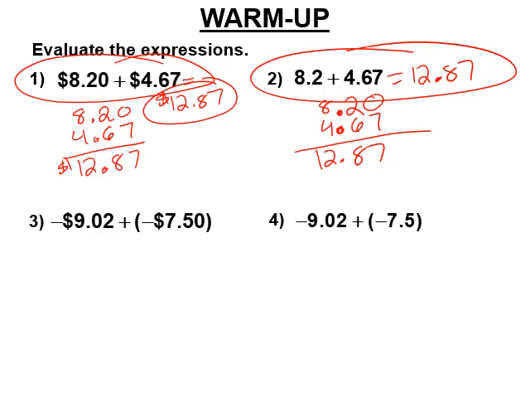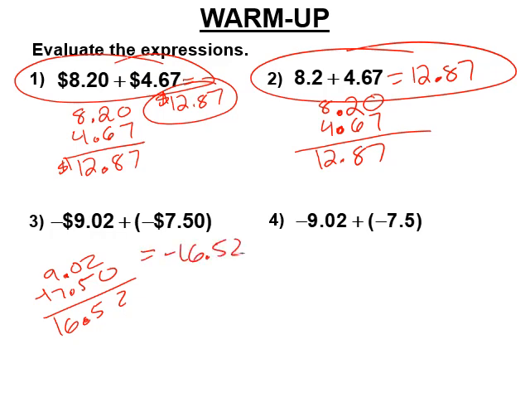Well, they're both negative, right? So if we owe $9.02 and we owe $7.50, we add those two together. We're lining up our decimals here, and we owe $16.52. Negative $9.02. Notice that's what 2 cents looks like. And owe $7.50, you owe $16.52.